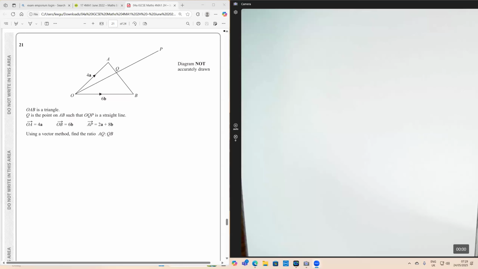It says OAB is a triangle. Q is the point on AB such that OQP is a straight line. O to A is 4A, O to B is 6B, and A to P is 2A add 8B. Use a vector method to find the ratio of AQ to QB.